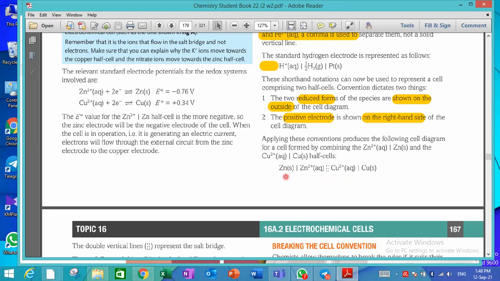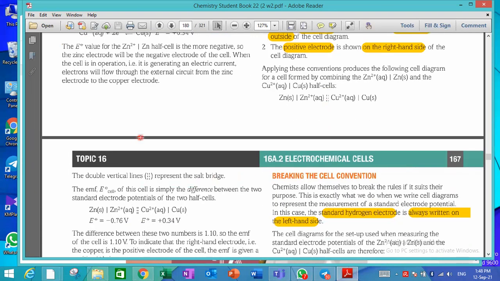So we write the metals at the terminals, followed by phase boundaries, and write the ions, aqueous, and between the ions we put two vertical dotted lines. It means that here we have a salt bridge to connect these two half cells. Okay, understand, or shall I repeat anything?